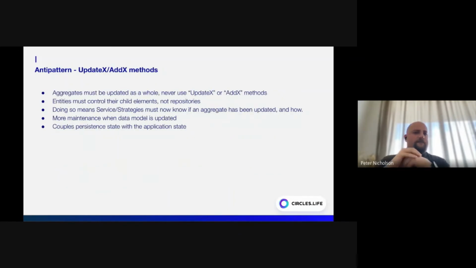The next is the update X, add X method, where the repository itself has methods to dictate which fields are being updated and if elements are being added or removed to the entity. At this point, when you do this, the entity itself is not controlling its data. The repository is controlling its data. So when that happens, you've broken this idea of encapsulation that domain-driven design brings. In doing so, you're really coupling the persistent state with the application state.